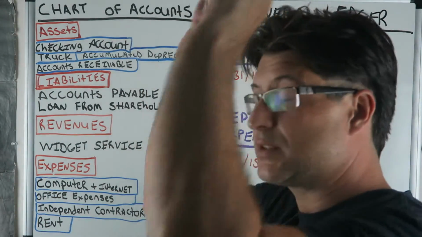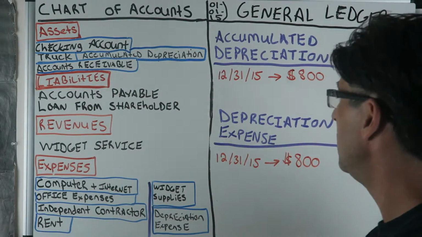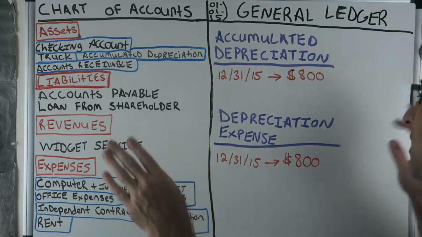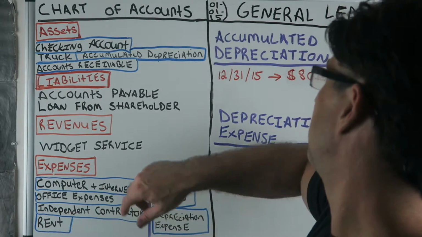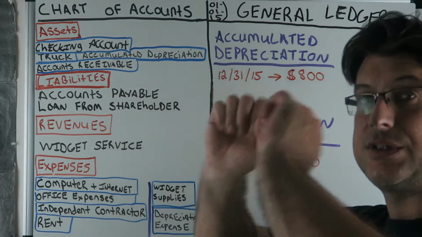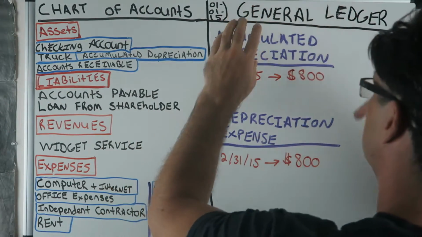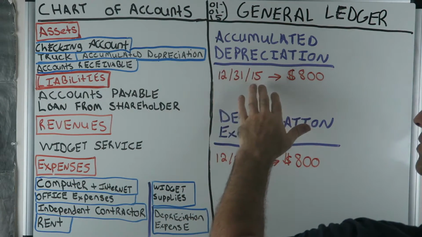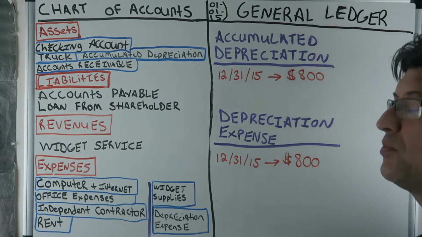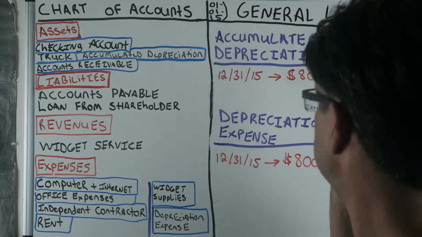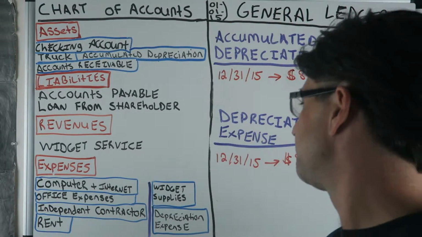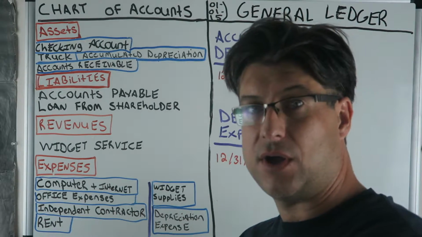So let's click inside of each account. Let's click inside depreciation expense. On 12/31, we have $800. Let's go up here to accumulated depreciation and click inside there, and let's get the accumulated depreciation here at 12/31/15. It's $800. So both these accounts are brand new, fresh. This is the debit, this is the credit, and they're both at $800.